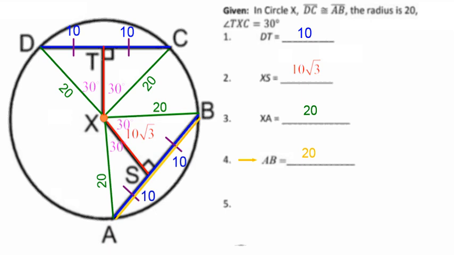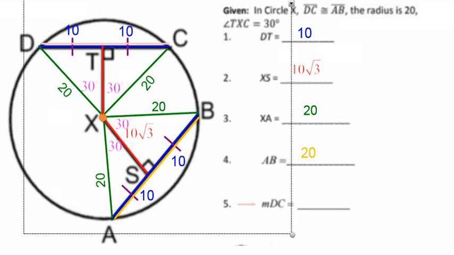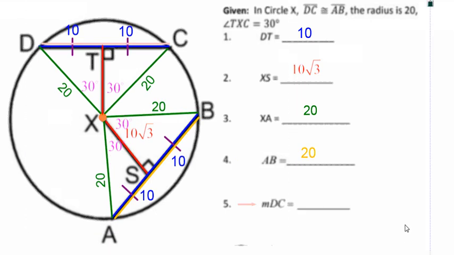The next piece that we're looking for is a measurement for DC. So a couple of ways, because of the printing on the worksheet. If it's just 2 capital letters, the measurement could be the length of the chord DC, which we can see is 2 of our equivalent pieces for DT. So 10 and 10 would be 20 units.